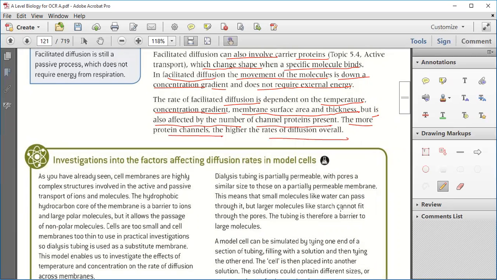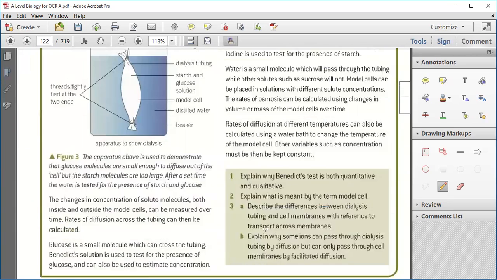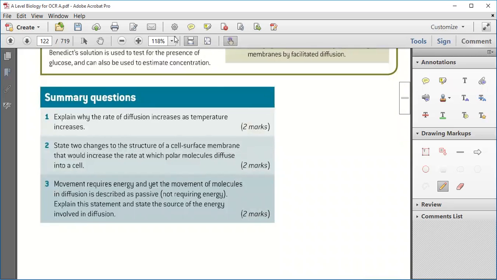Okay, fine then. Now do these questions quickly. The chapter is finished now. Just quickly do these questions.